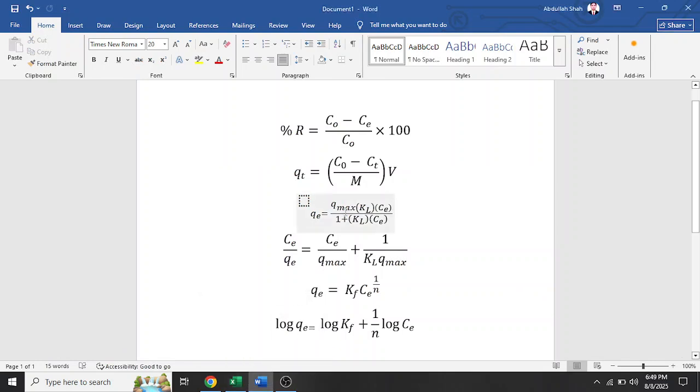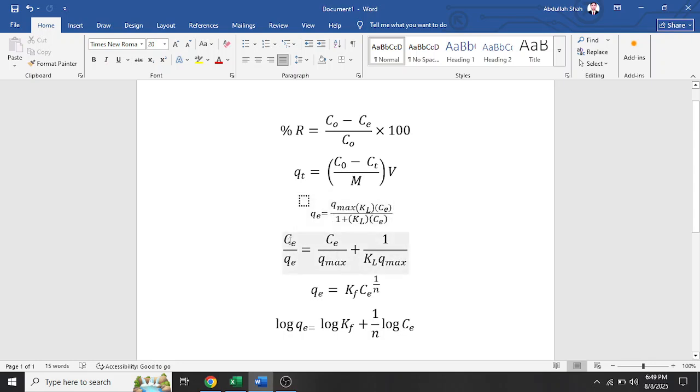we will make the Langmuir isotherm. Here you can see the equilibrium uptake. Now how can we obtain the equilibrium uptake? This is the maximum uptake of the adsorbent. This is the Langmuir constant, and this is the equilibrium concentration. So this is the Langmuir isotherm, and the linear form of the Langmuir isotherm is this one.